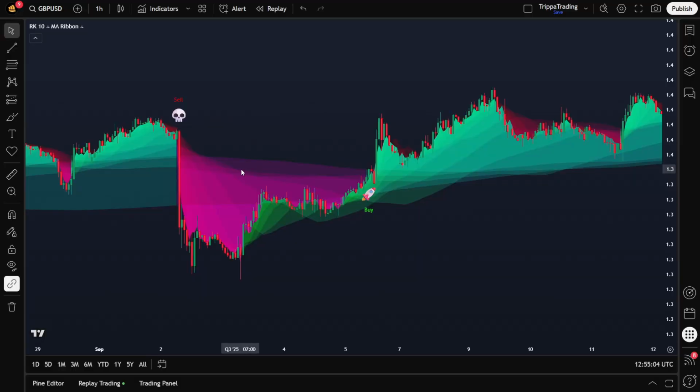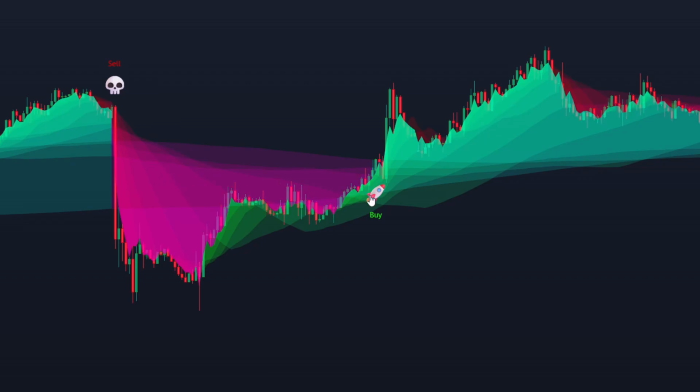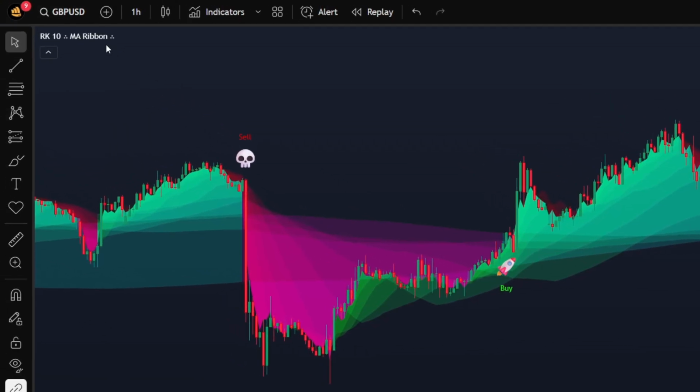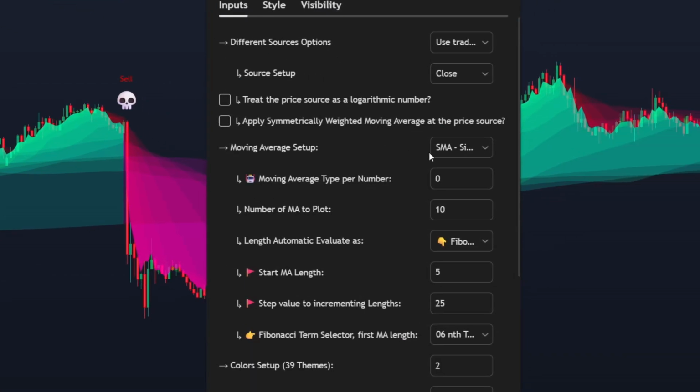But don't be fooled. This isn't some basic moving average ribbon. It's a full toolkit that gives you flexibility and control to shape it exactly how you want. Open the settings. You can do that from here. And go to the moving average setup.